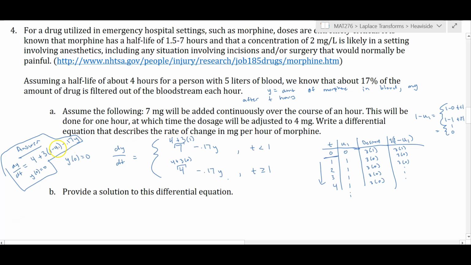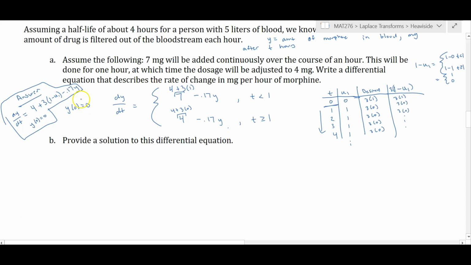When time is less than 1, this piece is 3 times 1, and 4 plus 3 is 7, minus 0.17y gives me what I expect. When time is bigger than 1, then 1 minus the Heaviside becomes 0, and we get 4 plus 3 times 0 minus 0.17y, which is exactly what we have down here. Let's go ahead and solve this.